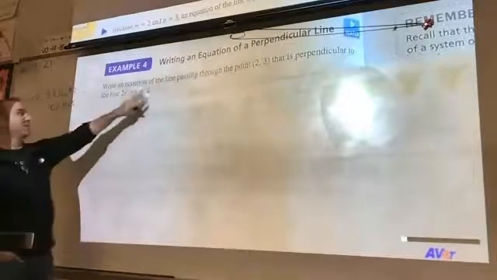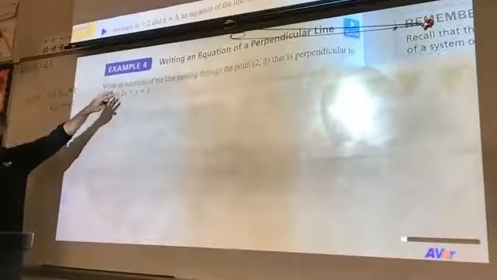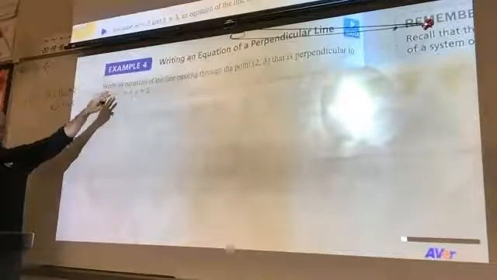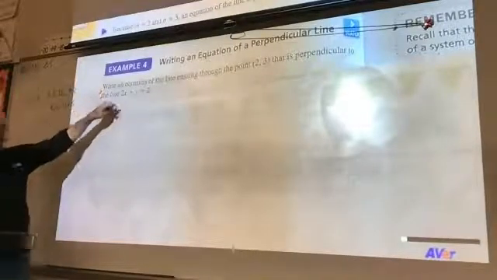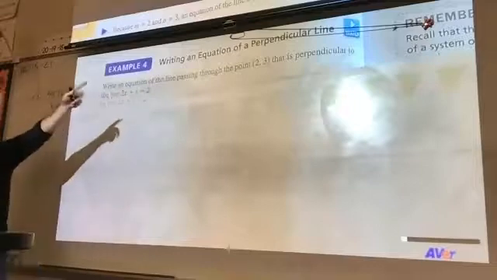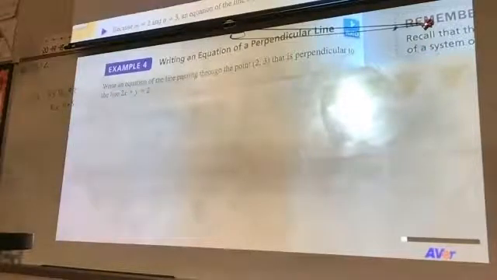Can I get the slope right now from this? Is it anywhere on here? Or do I have to do something first? Yes, I've got to put it into y equals mx plus b first. So I want you to go ahead and do that. Get that into y equals mx plus b, get your slope, get your perpendicular slope, and then put it in the equation. Get that perpendicular slope, use that point, and put it into the equation.